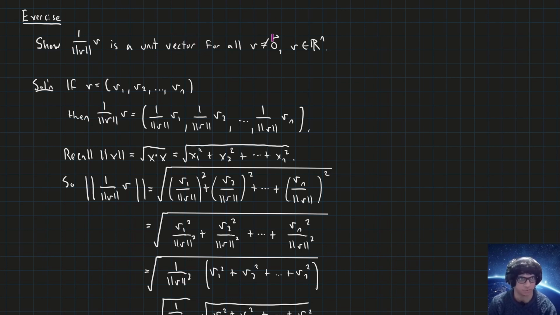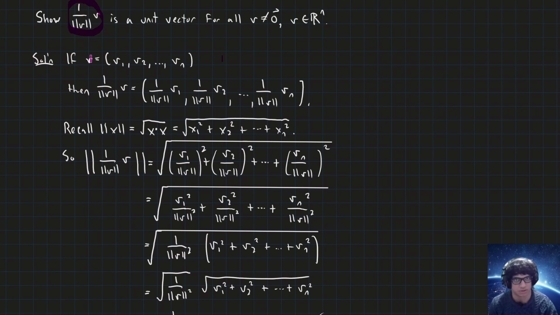Okay, so suppose v is non-zero. We want to show that this vector here has length 1. Okay, so start out with v. v has coordinates that look like this, right? So what does the normalized vector look like? Well, 1 over the length of v, that's just a number, okay? So we just multiply that number times each one of its coordinates like this. So this is what the vector in question looks like.